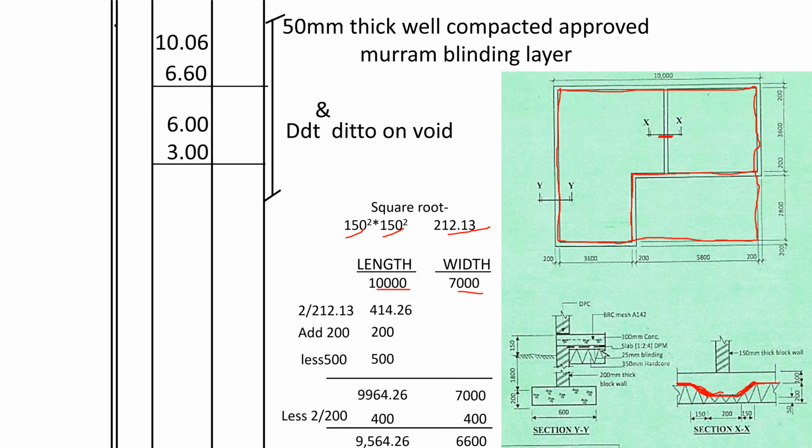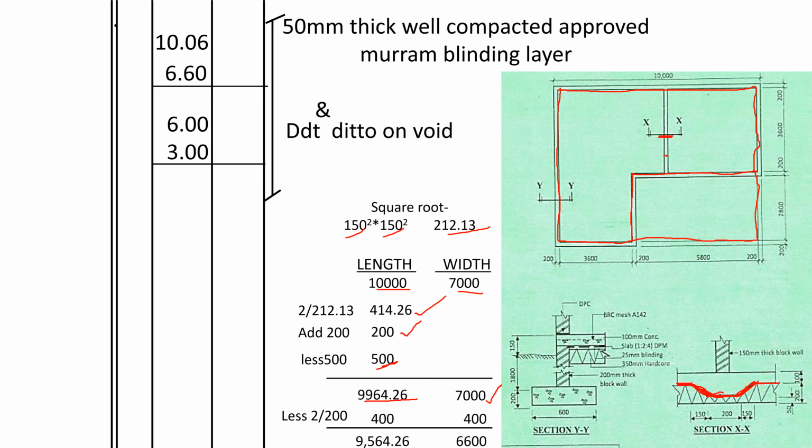So 212 times 2 is 424.26. Then we add the base 200. Then because we have been able to find the total length, we shall deduct 150 thickness of the wall that was already here, 150, so that it is compensated by the hypotenuse, base, hypotenuse. So we shall get 10,464.26, and the width shall remain to be 7,000.